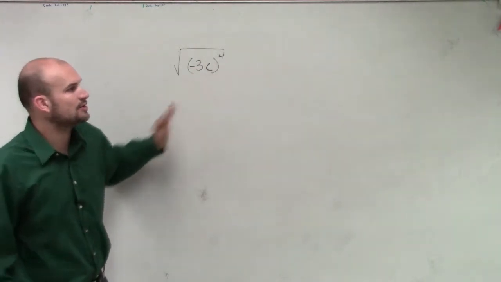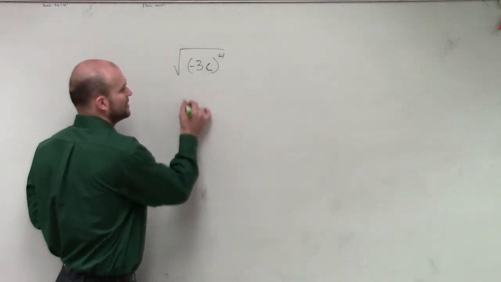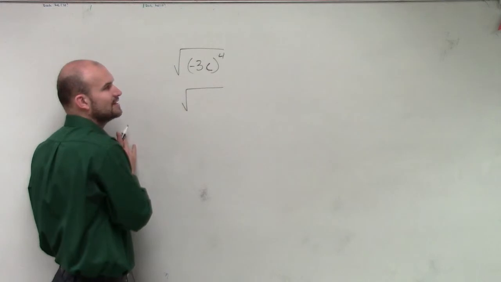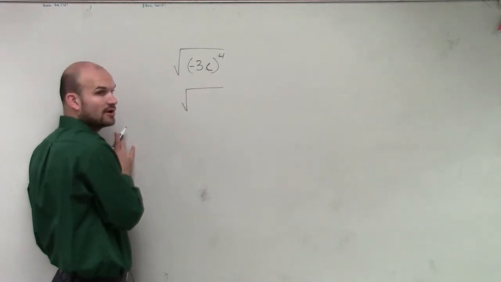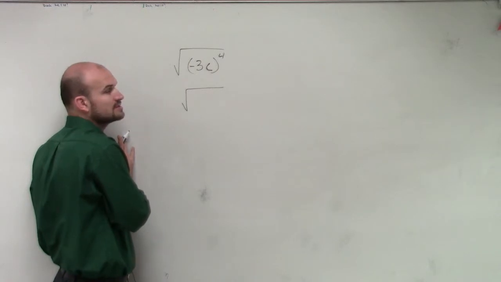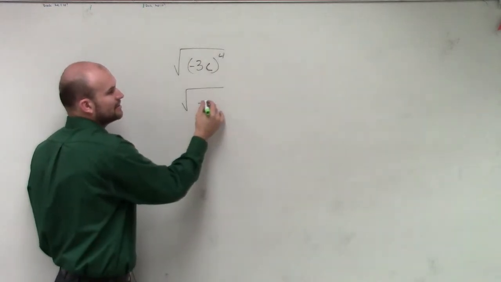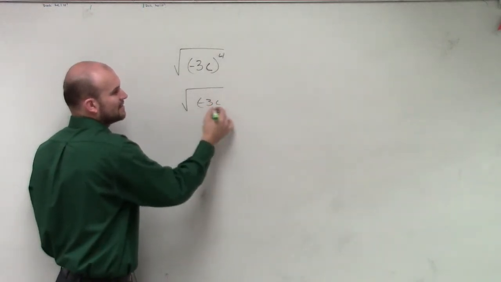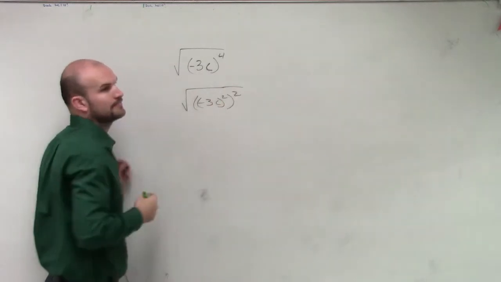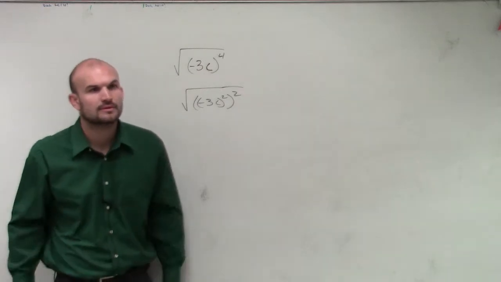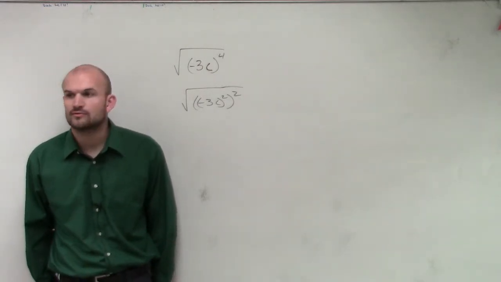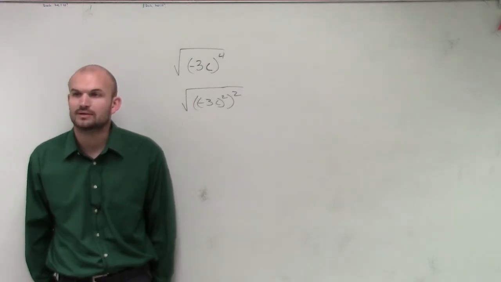But what I want to do to simplify this further is, since I'm taking the square root of this, I need to write -3c to the fourth as something to the squared power. So what if I did -3c squared, squared? What if I wrote it as -3c squared, raised to the second power?